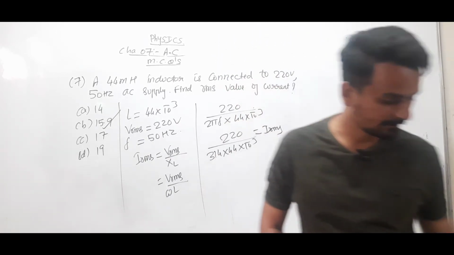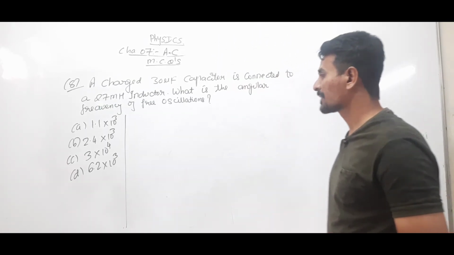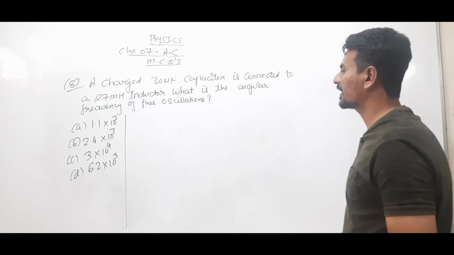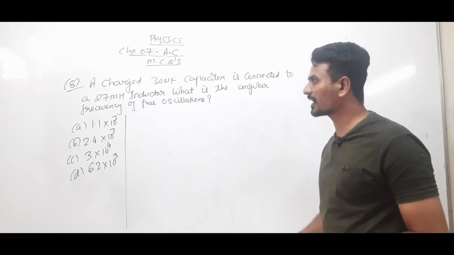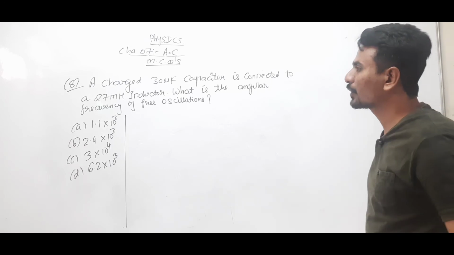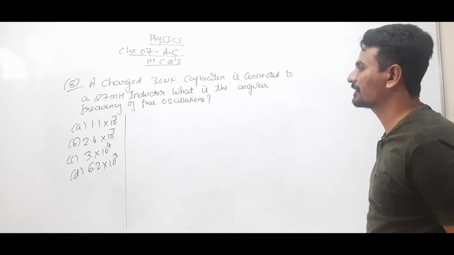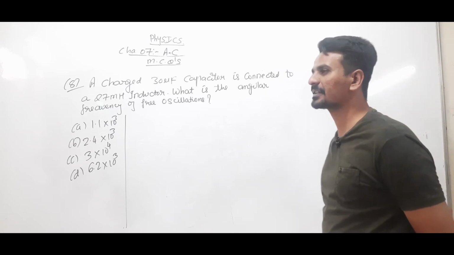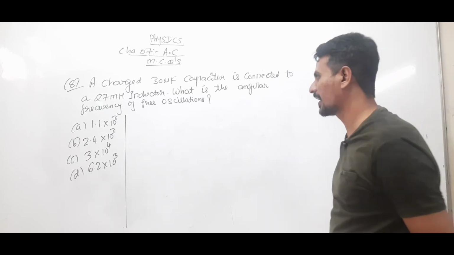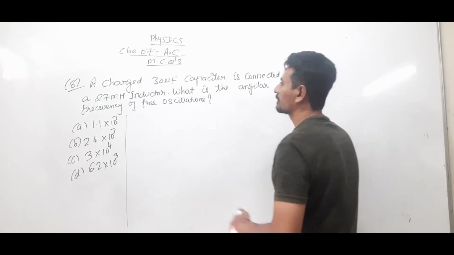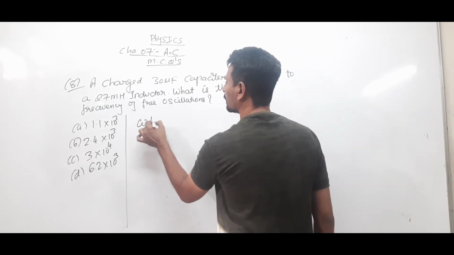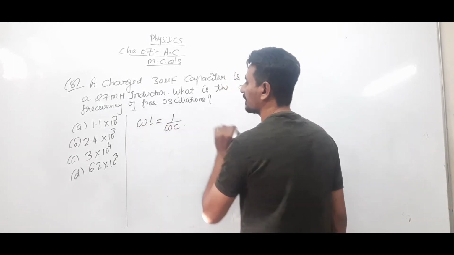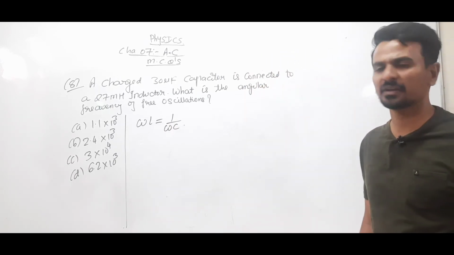Okay, the next one, the eighth one. A charged 30 microfarad capacitor is connected to a 27 millihenry inductor. What is the angular frequency of free oscillation? Angular frequency, that means we need to calculate omega. Okay, fine. That means we can use the condition of resonance. Omega L is equal to 1 by omega C, right?